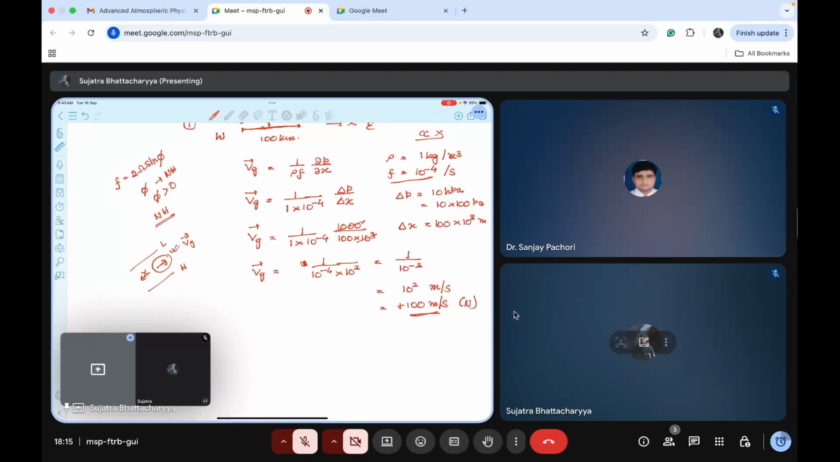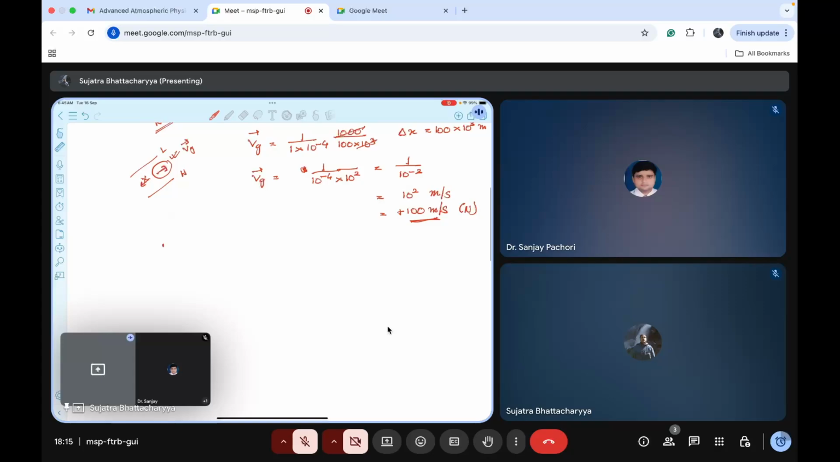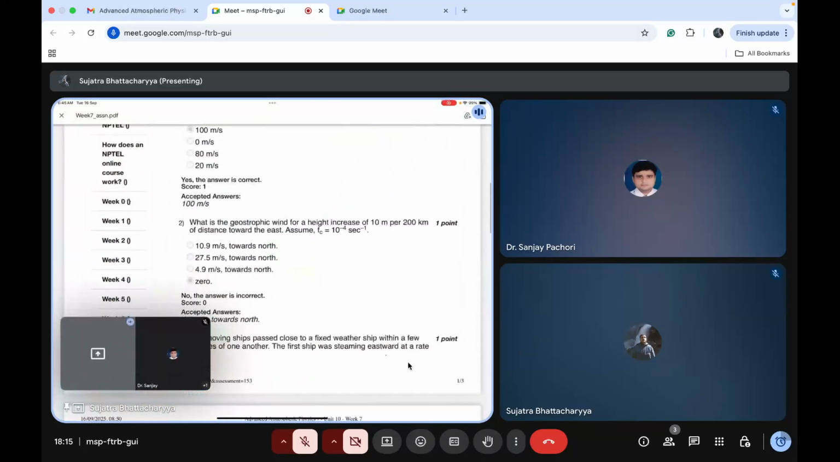Fine. Okay, so this is the first question. Okay, let's go to the next question. So this is 100 meter per second.